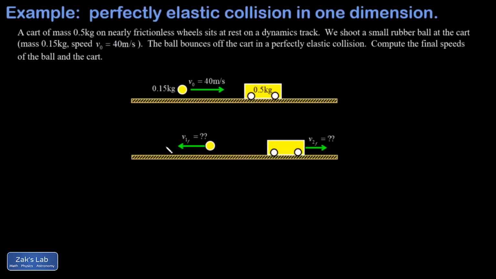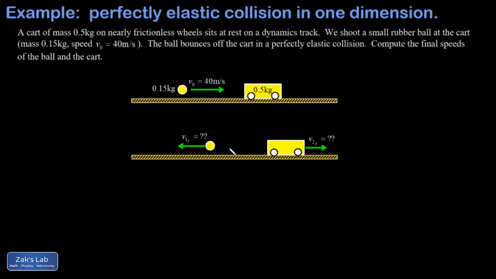In this problem, we're looking at a perfectly elastic collision in one dimension. So we have a rather heavy cart at 1/2 of a kilogram, and it starts from rest, and we shoot a small rubber ball at it at a pretty high speed of 40 meters per second. And the ball has a mass of 0.15 kilograms. And the ball is going to bounce off of the cart and actually reverse direction.